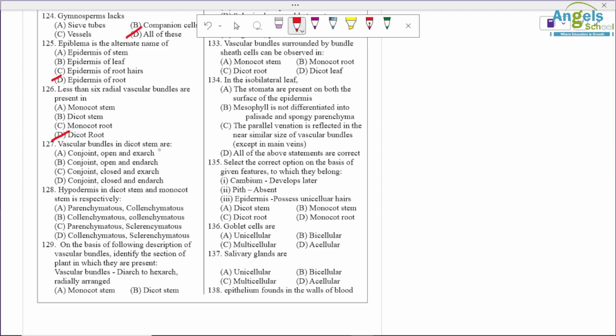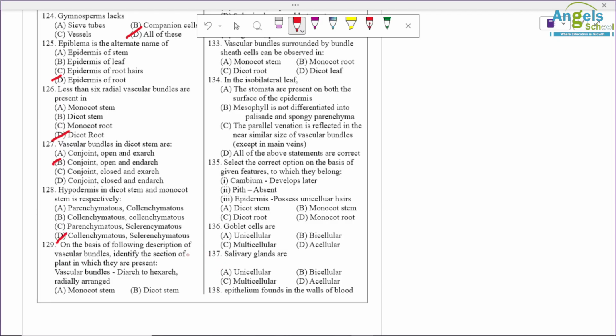Vascular bundle in dicot stem. So again, conjoint, open, and endarch. B is the correct answer. Hypodermis in dicot stem and monocot stem respectively. So collenchyma and sclerenchyma is the correct answer.